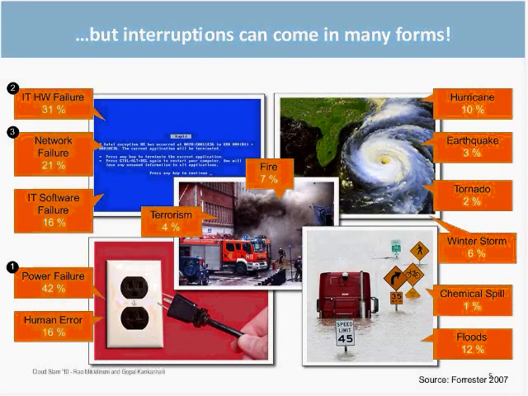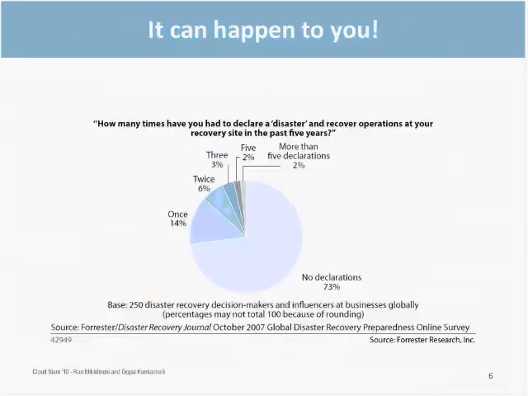Now, there are other issues like hurricanes, earthquakes, and tornadoes, which are very small probability events, but they can cause real havoc and create a big loss for the corporations.